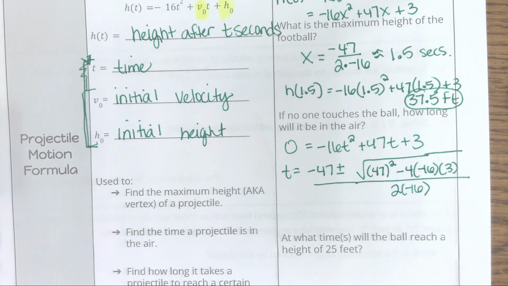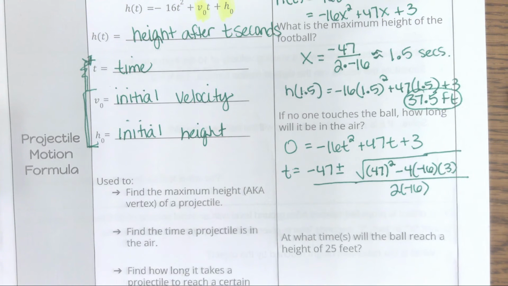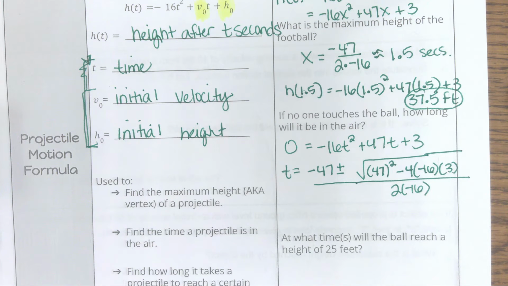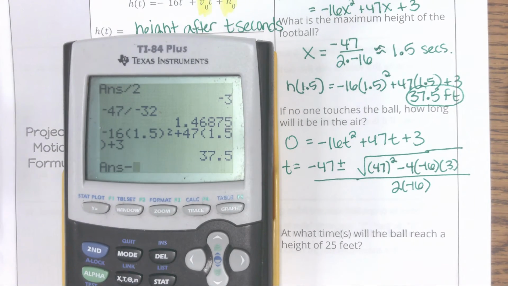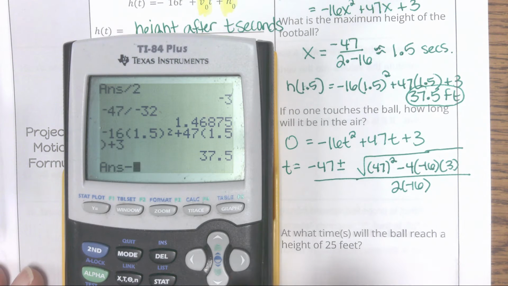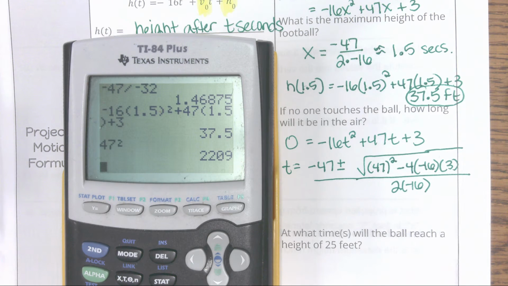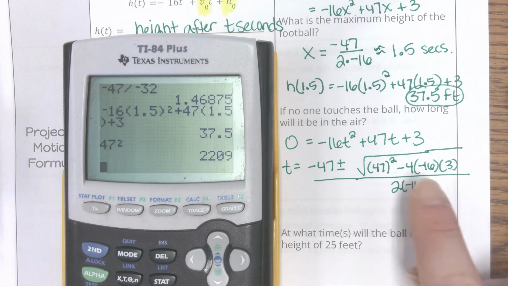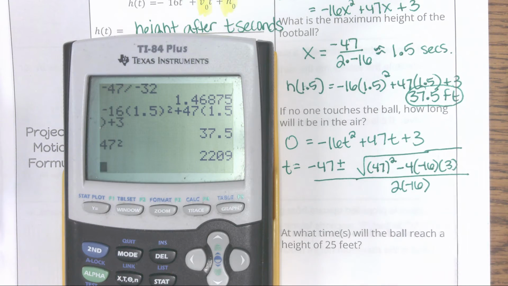Where do we start? 47 squared. I'm going to put my calculator under here so you can see what I'm doing. It's a high number. 2209. Yeah, I got that. Also, these are 2 negatives, so that's going to make this a positive.